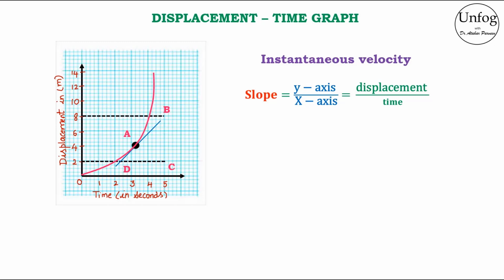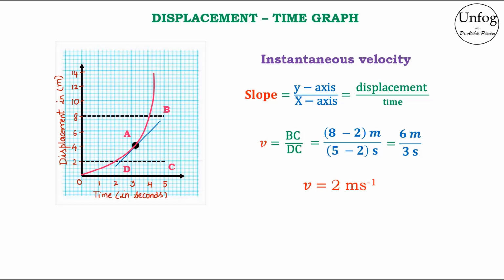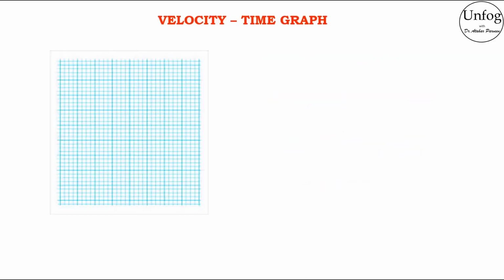We can have instantaneous velocity v is equal to BC over DC, and this is equal to (8 minus 2) meters over (5 minus 2) seconds in this graph. This will be equal to 6 meters upon 3 seconds, and our instantaneous velocity is 2 meters per second in this graph.